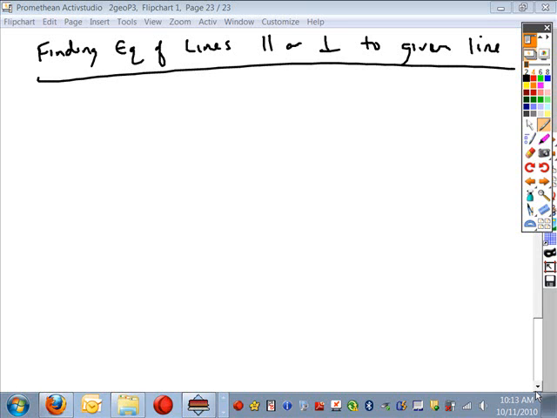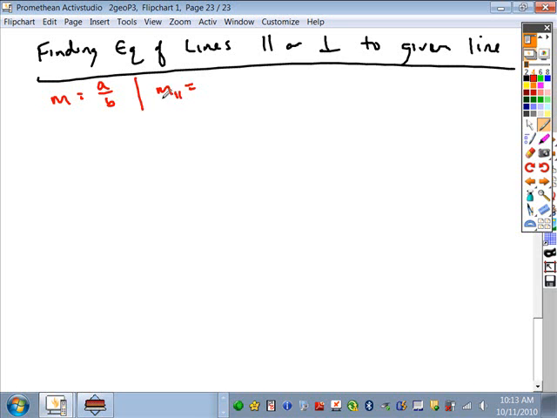So the last little part of chapter 2 has to do with finding the equations of lines that are parallel or perpendicular to a given line. And we've already talked about what the relationships of slopes are. So if the slope of a line is a over b, then what is the slope of a parallel line going to be? A parallel line will have a slope that is the exact same, right?